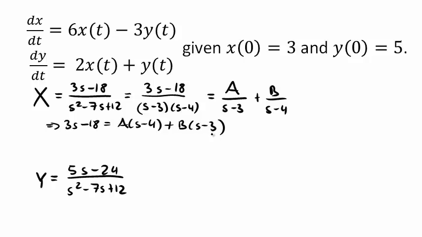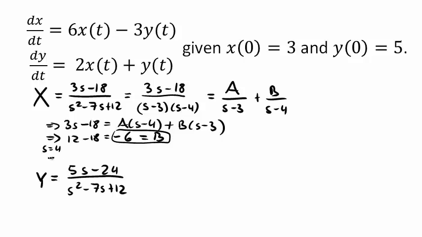Now if this is meant to be true for all s, that means I can choose any s. And I'm going to choose those s that make one of those variables disappear, a or b. In this case, let's start with s equal to 4. If s is 4, I have 12 minus 18 on the left-hand side, so that comes to negative 6. And on the right-hand side, this bit disappears, and what's left is b times 1, so that's b. So there already is my b equal to negative 6.